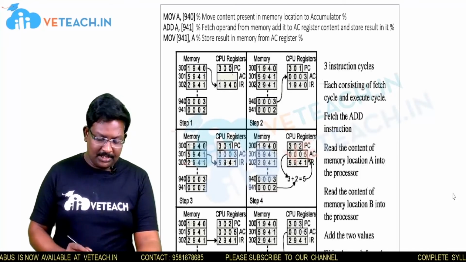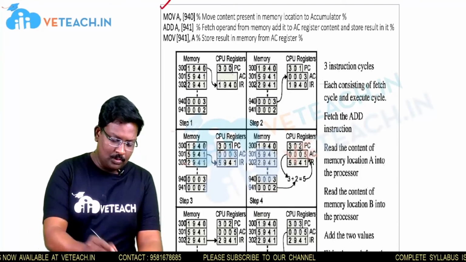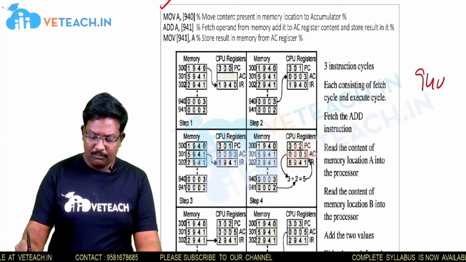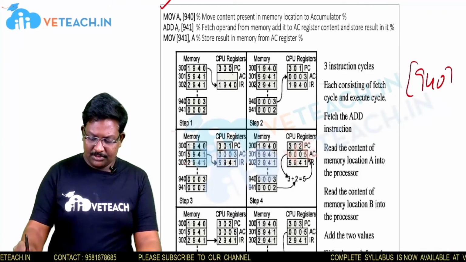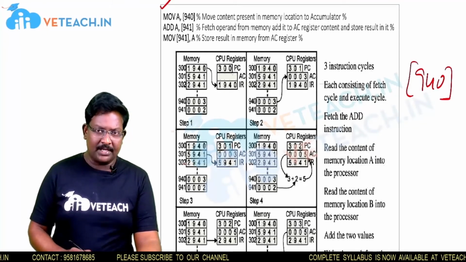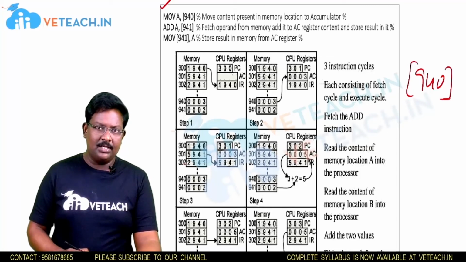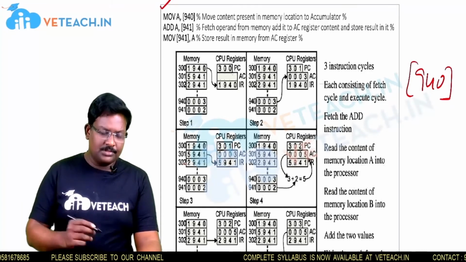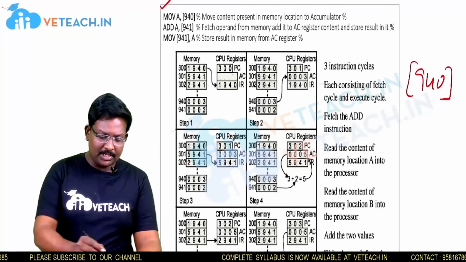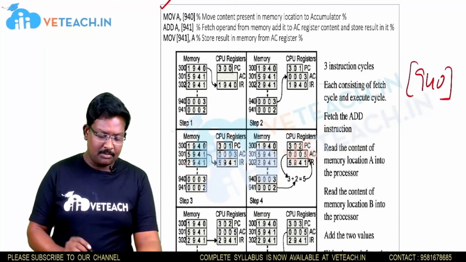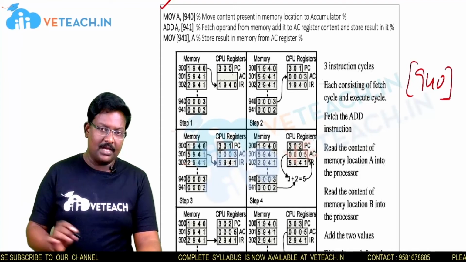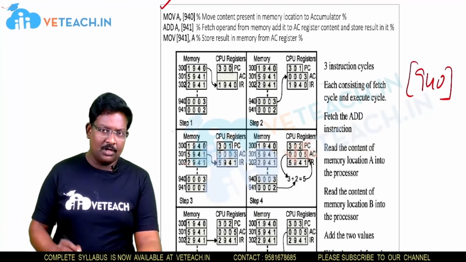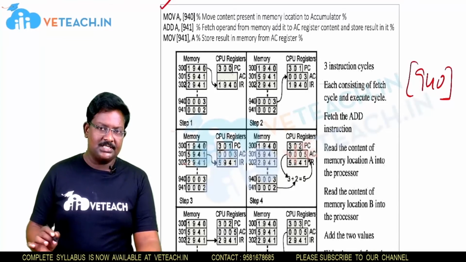I have taken three instructions here. One is move A comma, within square brackets, some value 940. Whatever is represented in the square brackets, we have to understand that value represents a memory address. So I have used three instructions: move A comma some value within square brackets, add A comma some value within square brackets, and move some value comma A. So what happens?